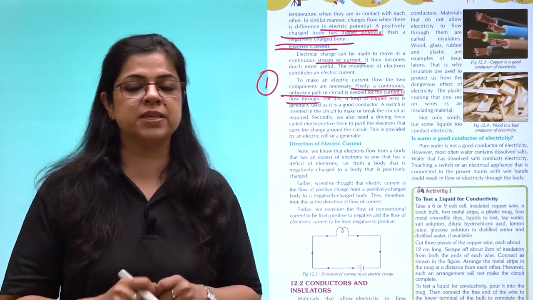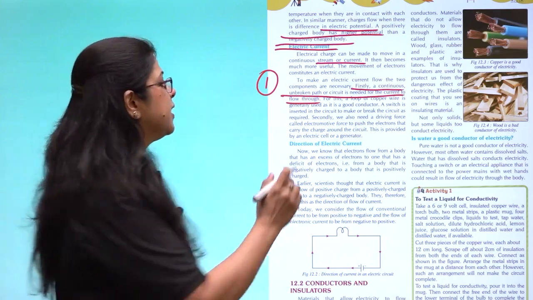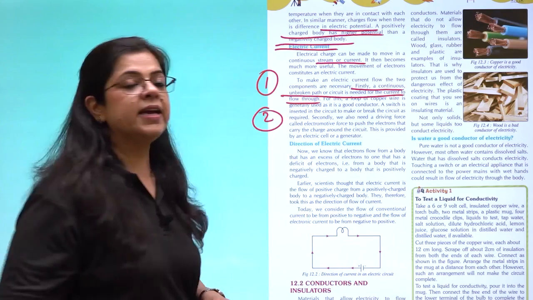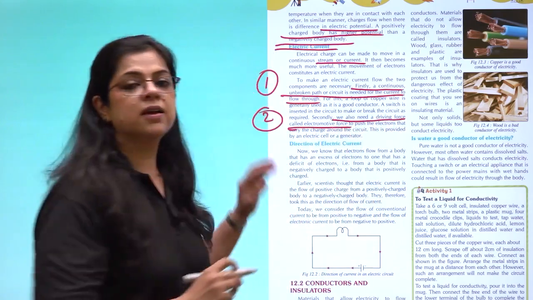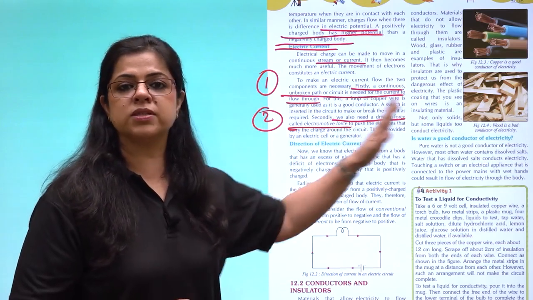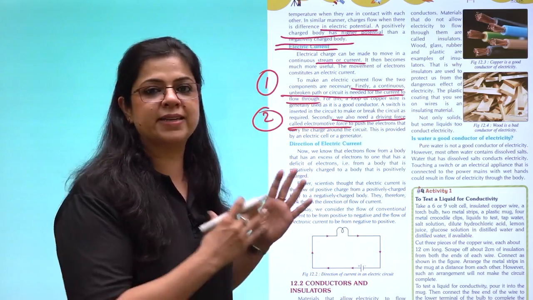अगर वायर बीच में से ब्रेक है या स्विच ऑफ है तो इलेक्ट्रिसिटी फ्लो नहीं करेगी. The second important thing is that we need a driving force to keep pushing these electrons towards the positive charges. ये कैसे मिलती है? ये हमें मिलती है बैटरी से.